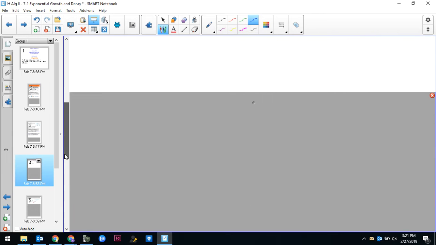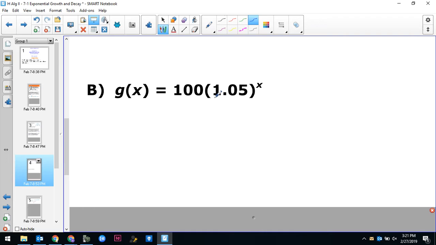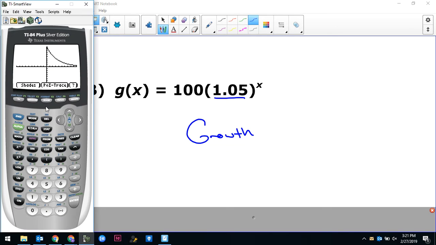Same thing here. Okay. Bigger than 1. Growth, right? Exponential growth. Let's see what that looks like on the graph. Here is my, okay, it's going to be 100. Let me insert a 0. Insert a 0. And 1.05. 1.05 to the x. Graph that.